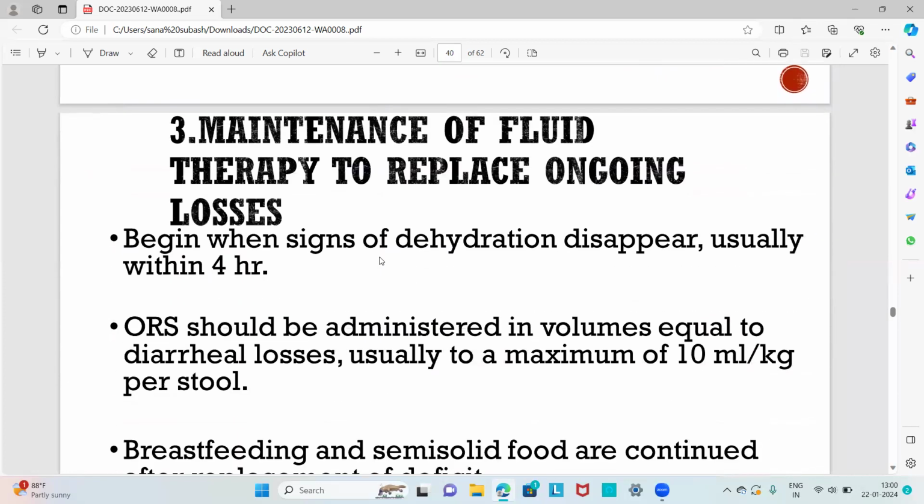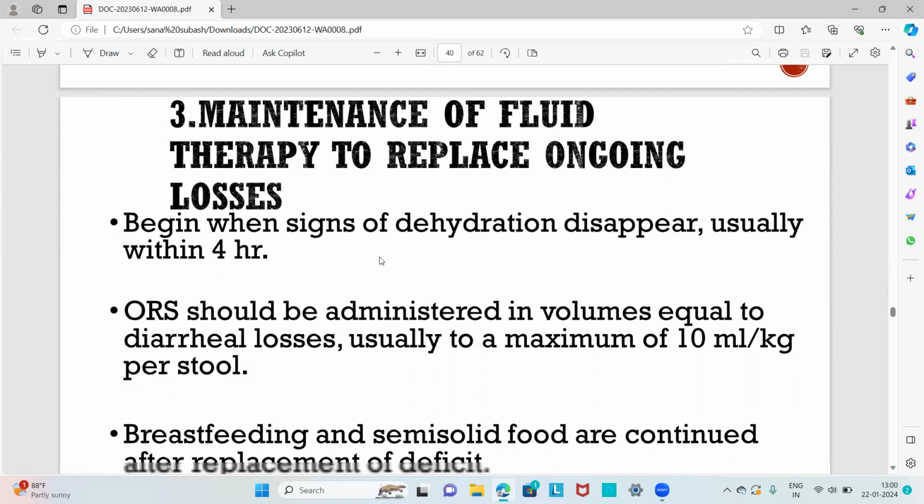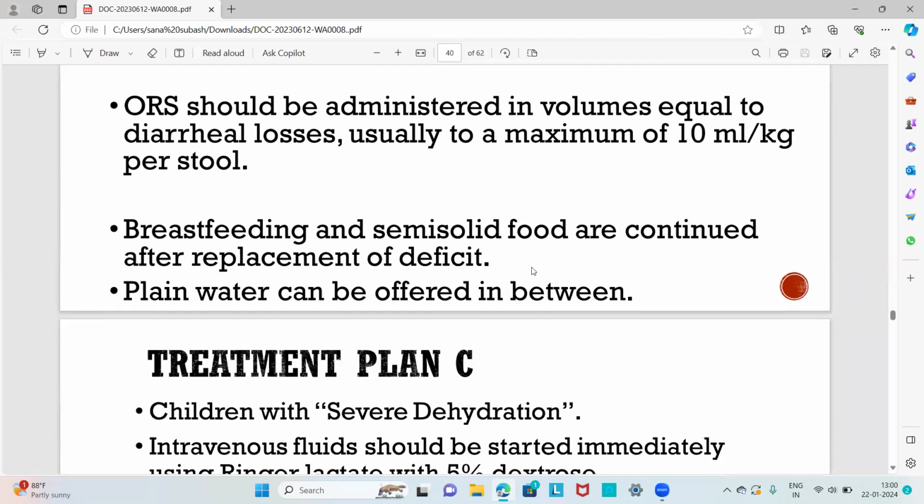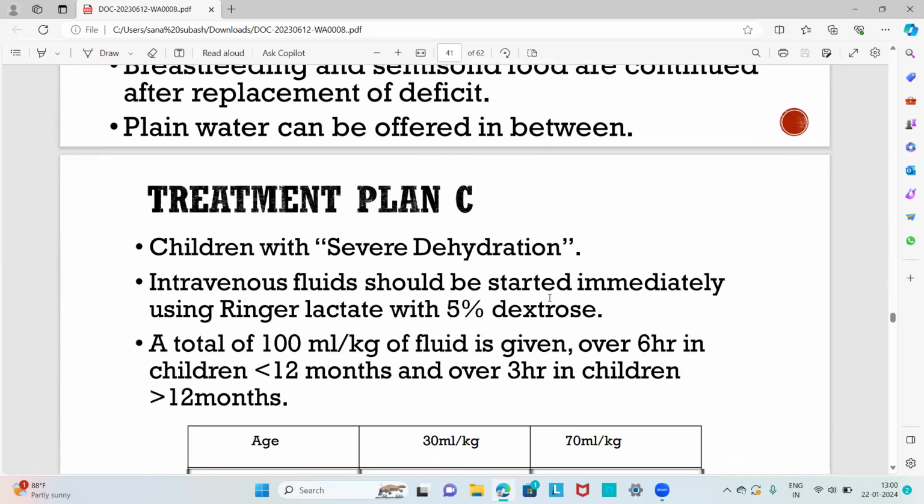Then the third fluid requirement is for the maintenance fluid therapy to replace the ongoing losses. It only begins when the signs of dehydration disappear, usually within 4 hours. ORS should be administered in volumes equal to the diarrheal losses, a maximum of 10 ml per kilogram per stool. Breastfeeding and semi-solid foods are continued after replacement of the deficit, and plain water can be offered in between. So that is all regarding Plan B.